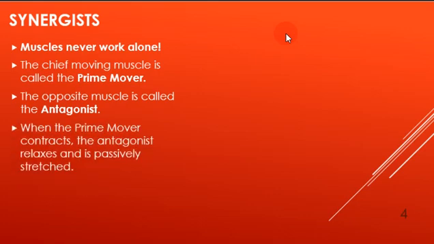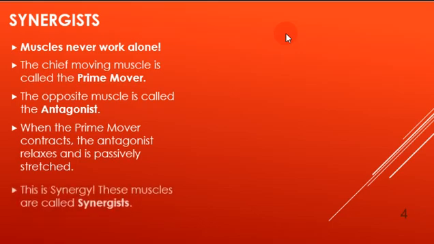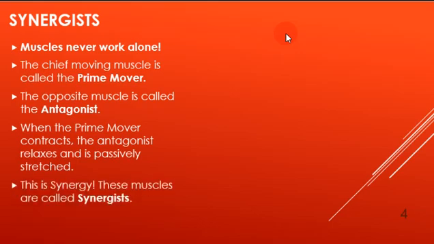When the prime mover contracts, the antagonist will relax, passively stretching. It'll passively stretch. It's called synergy. These are called synergists. Okay, muscles pull, they do not push.